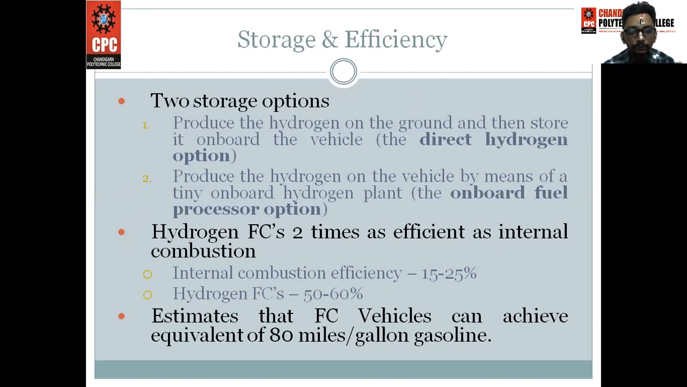Hydrogen FC is 2 times as efficient as internal combustion or IC engines. Internal combustion efficiency is, for example, 15 to 25%, and hydrogen FC efficiency is 50 to 60%, which is 2 times more efficient than IC engines. Estimates are that FC vehicles can achieve the equivalent of 80 miles per gallon of gasoline.